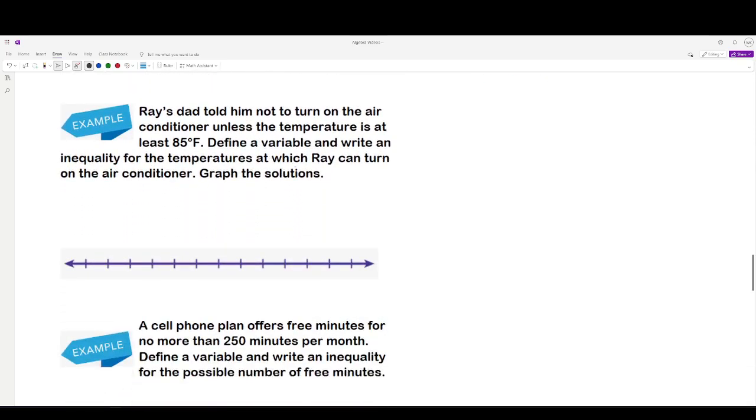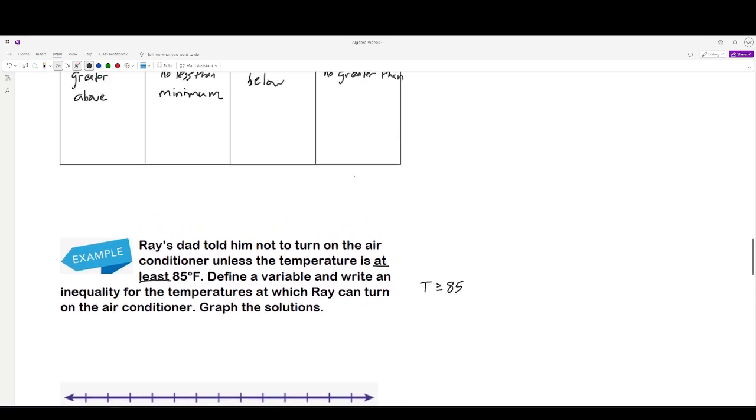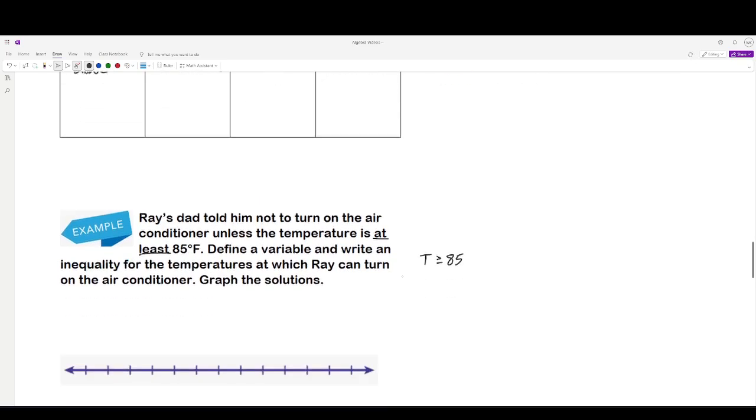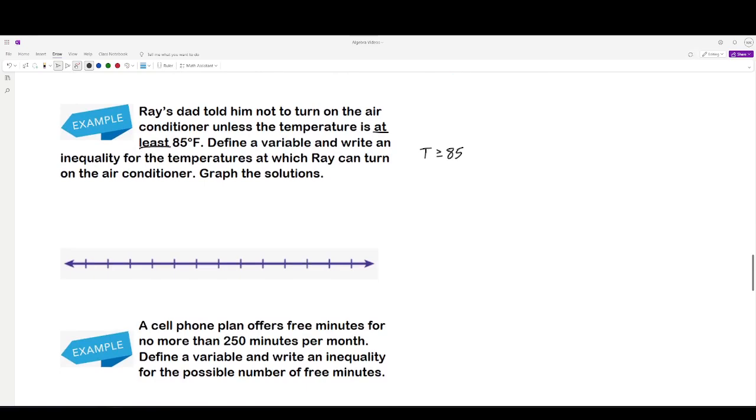So Ray's dad told him not to turn on the air conditioner unless the temperature is at least 85 degrees Fahrenheit. So there's a key word, at least, that is going to help us figure out what symbol to use. At least means it needs to be 85 or greater. So our temperature needs to be greater than or equal to 85 degrees Fahrenheit. So greater than or equal, we put at least right there. Good.